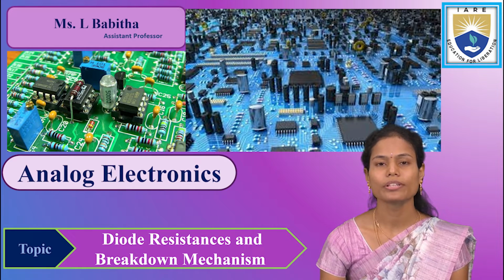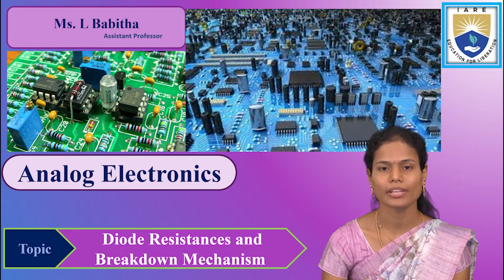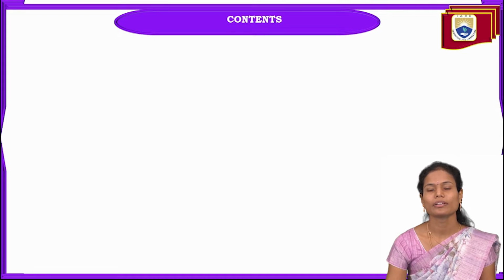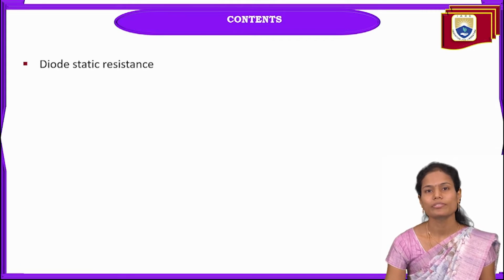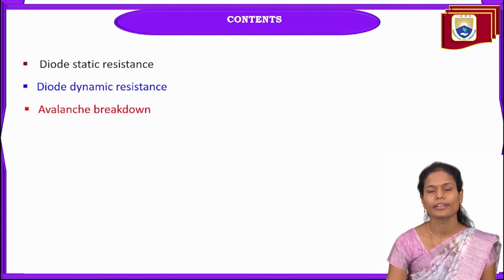In this session, we are going to discuss the different resistances which exist in the operation of the diode, as well as breakdown mechanisms in the diode. Among the contents, we will discuss what the diode static resistance is, which arises in the forward characteristics of the diode, and what the dynamic resistance of the diode is. Next, what is meant by avalanche breakdown and what is meant by Zener breakdown in the case of a PN junction diode.